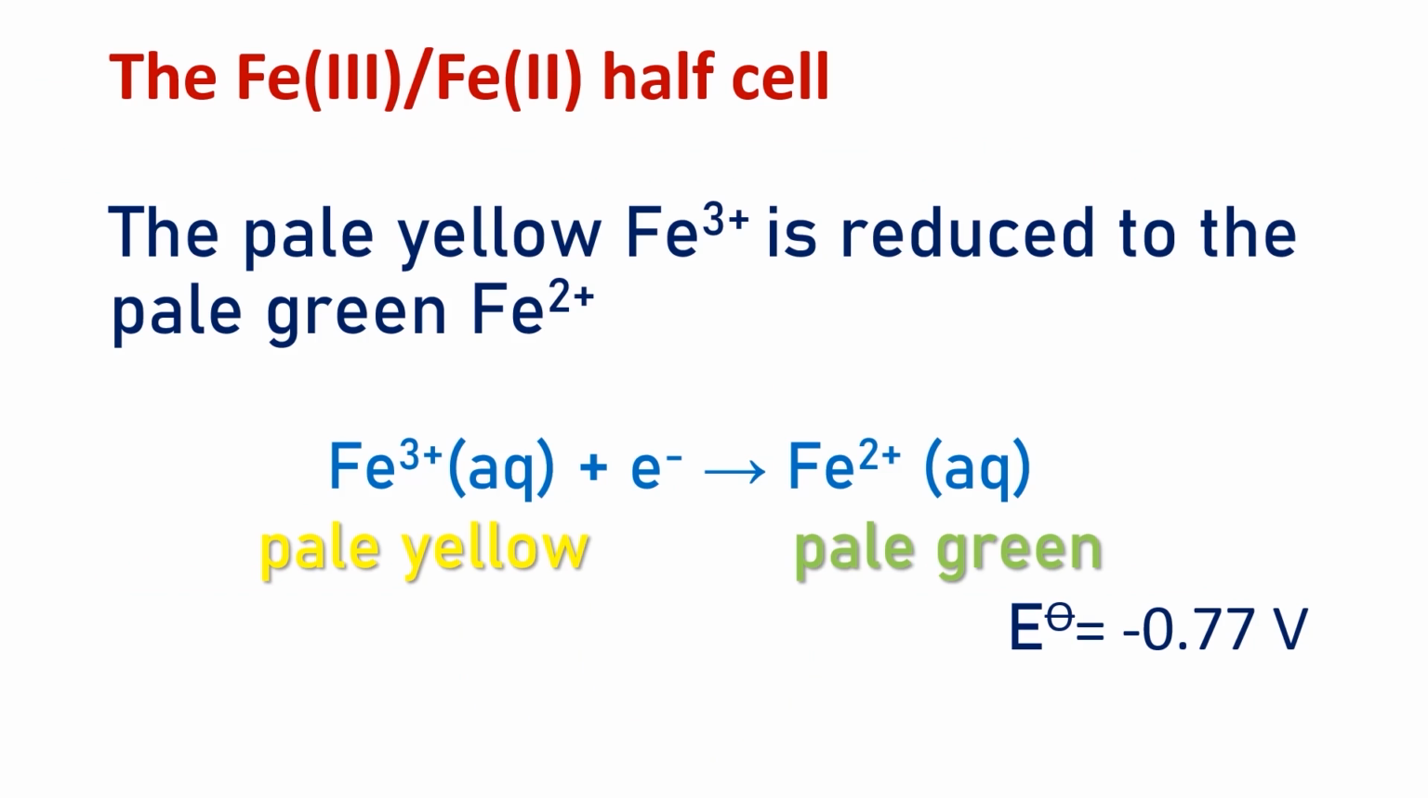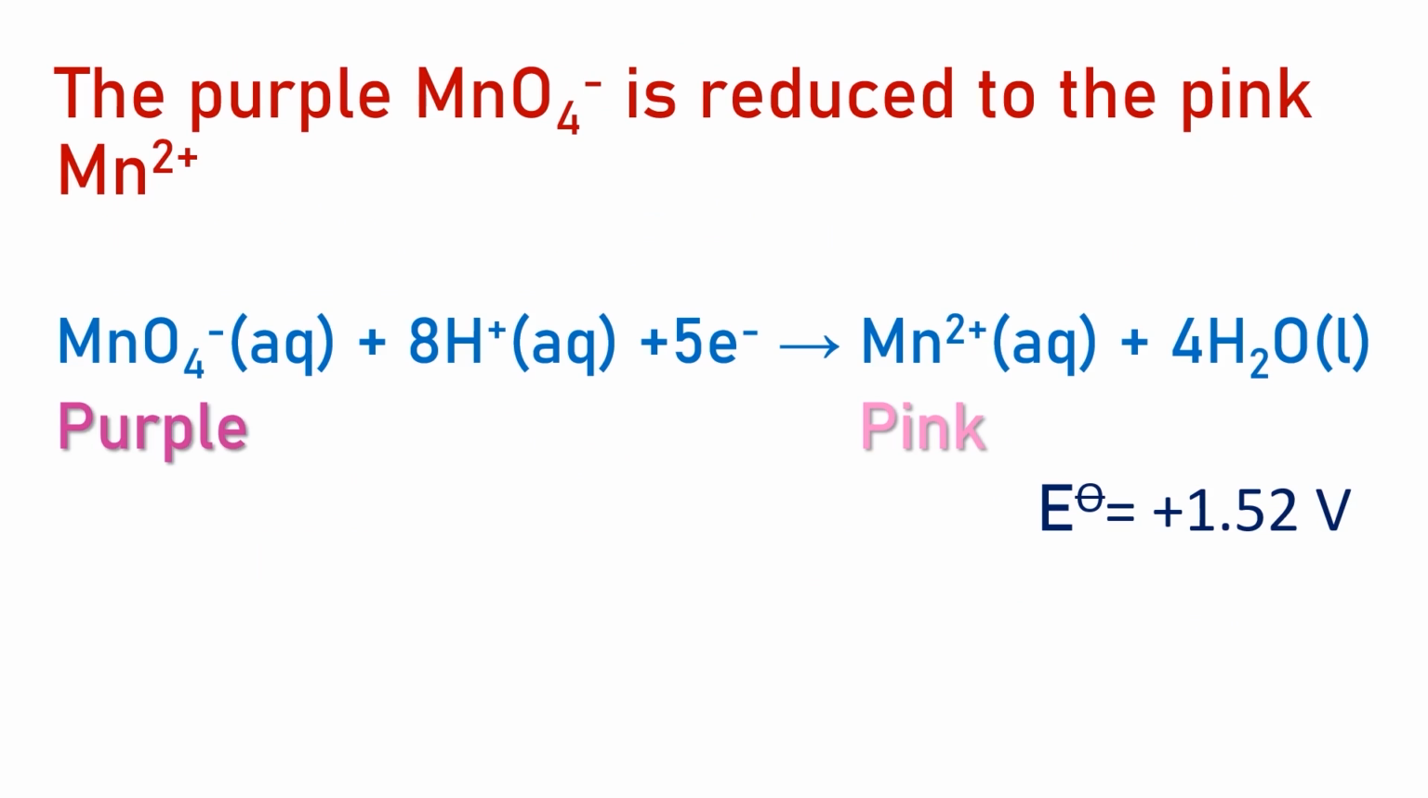For example, the pale yellow iron 3 ions are reduced to pale green iron 2 ions. You can see that iron 3 can act as an oxidizing agent by acquiring one electron from the other half equation, and that the standard electrode potential is equal to 0.77 volts.